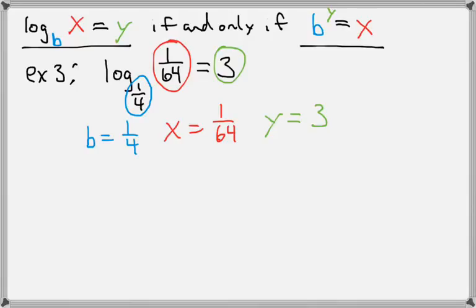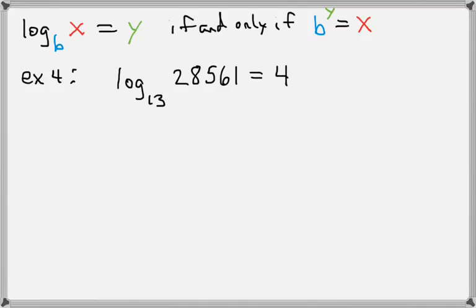We've identified our three parts, so we are now able to go ahead and convert it to exponential. So we have our b, 1 over 4, raised to our y, 3, is equal to our x, which is 1 over 64. So we have converted this guy to its exponential form. Again, let's look at another example.